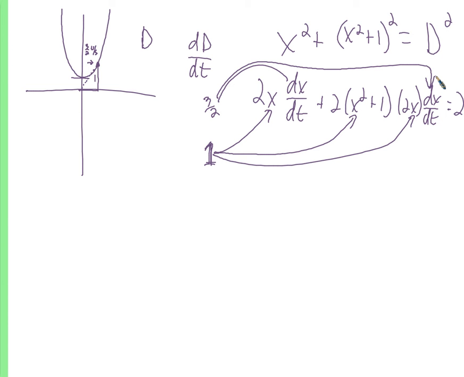To find dd dt, that's the rate of change of the distance to the origin. I'm going to have to subtract 2d from both sides, right? So let's just subtract it by negative 2d. Oh, it is multiplied. You're right. So divide this whole side by 2d. Can you find d? Yes.